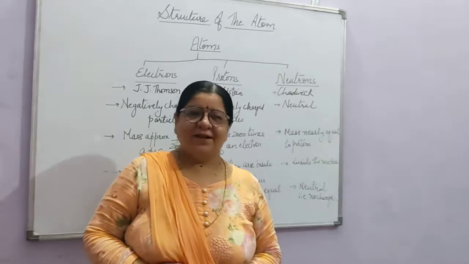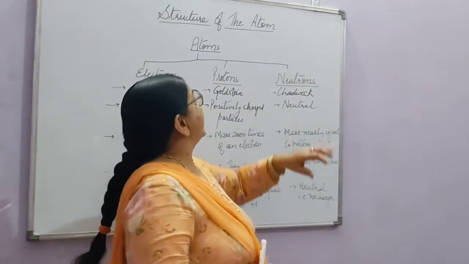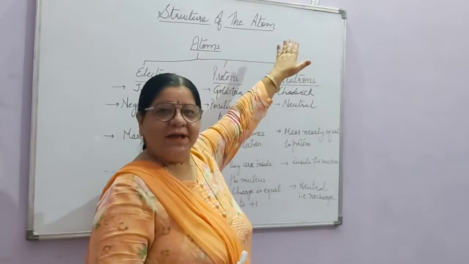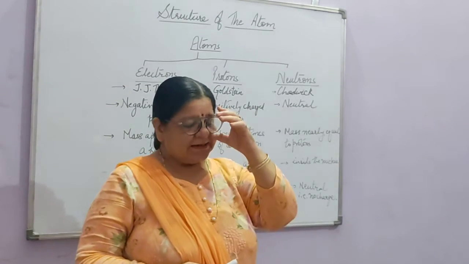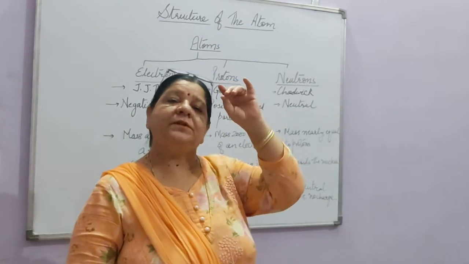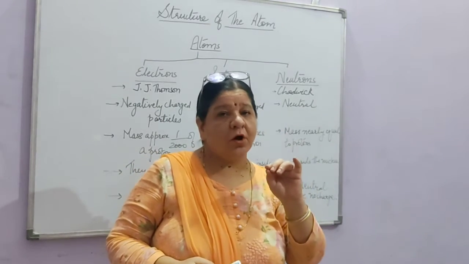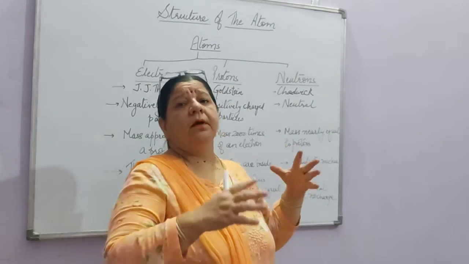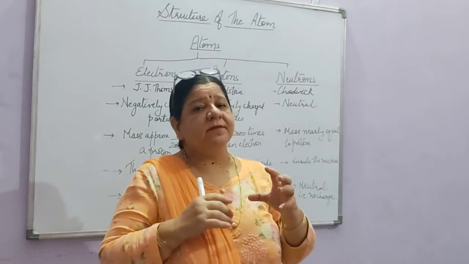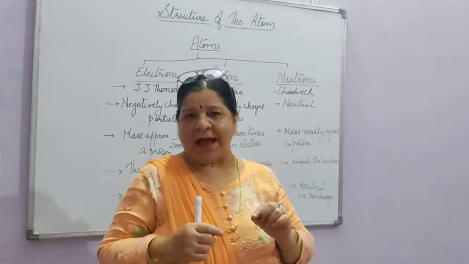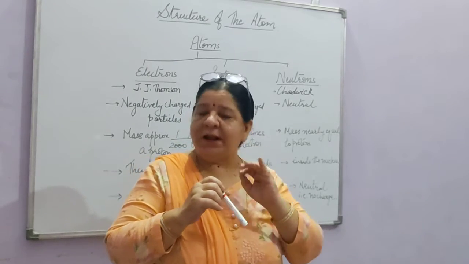Hello everyone. So we are back here with a new chapter of chemistry, that is structure of the atom. Now you have already read that atoms and molecules, they are the fundamental basic units of matter. Matter, whether solid, liquid, gas, everything is made up of small atoms. The pen we have here, this is also made up of small atoms.